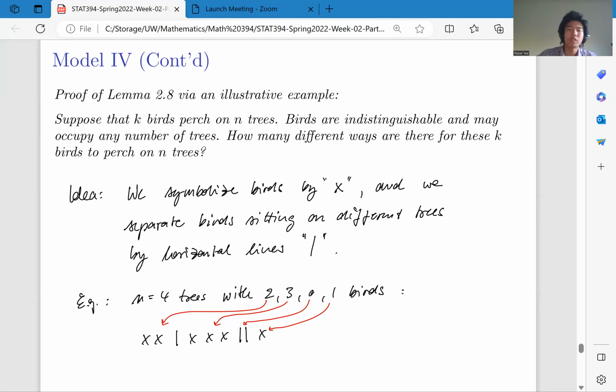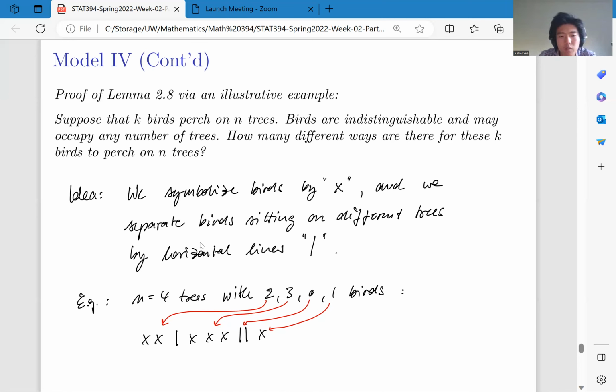So in this question, we'll first think about one idea. We will symbolize the birds by x, and symbolize the tree as a vertical line.